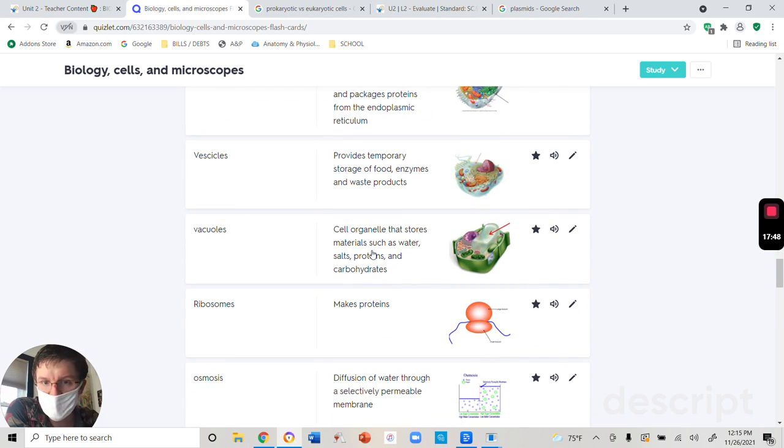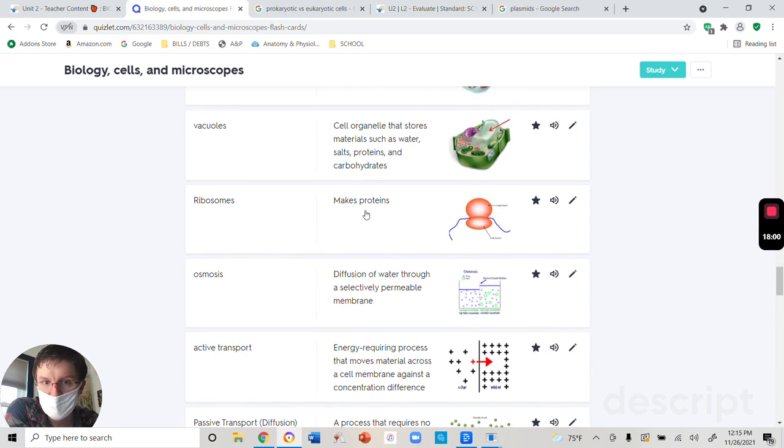Vacuoles, not that common in animal cells. It's more of a plant cell thing. It's sort of like a warehouse where they store everything. We already talked about ribosomes. Those are what make the proteins. All right.